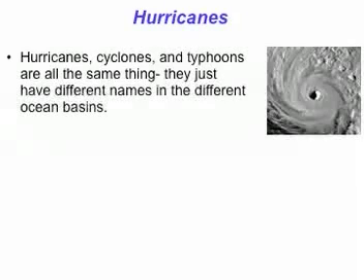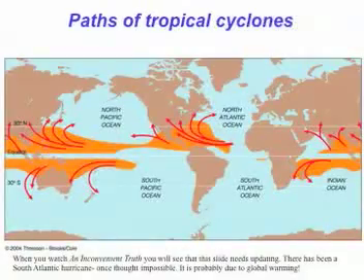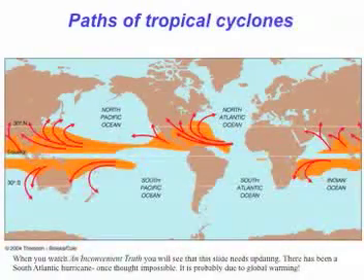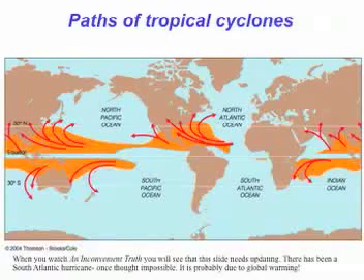All right, let's talk about hurricanes. Now, hurricanes, typhoons, and cyclones are all the same thing. They're just named depending on what ocean basin you find them in. All right, what causes hurricanes? Hurricanes are caused by warm surface waters in the ocean and a low pressure system.